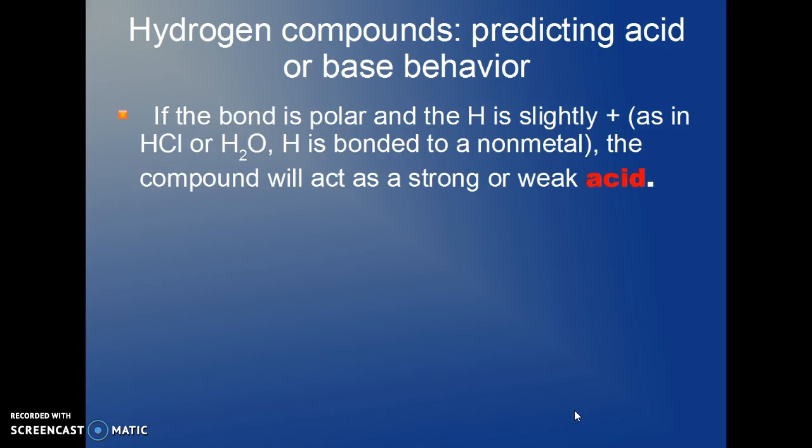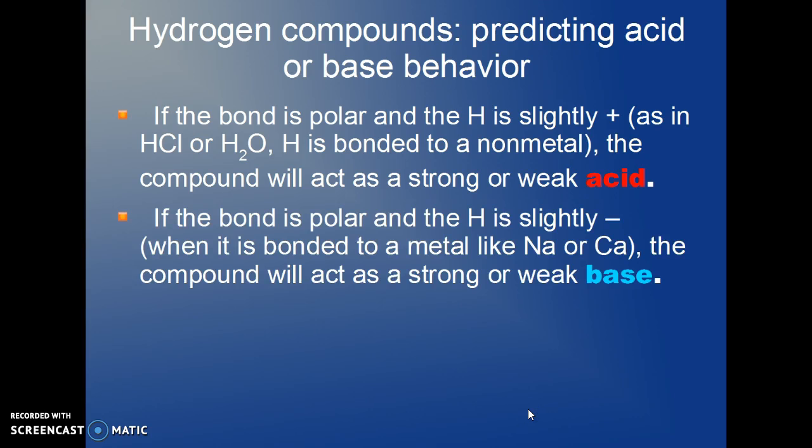If a bond is polar and the hydrogen in that bond is slightly positive, as in hydrochloric acid or water, the hydrogen is bonded to a nonmetal with a pretty high electronegativity. The compound then will act as a strong or weak acid.